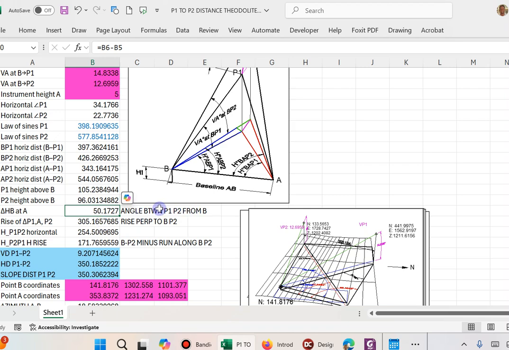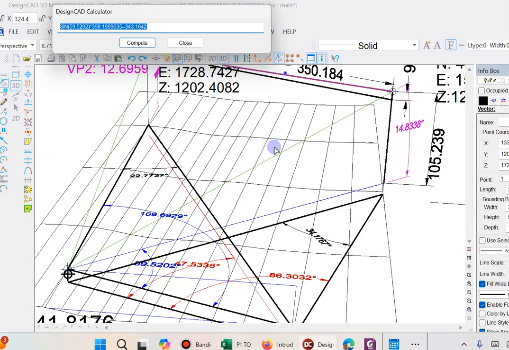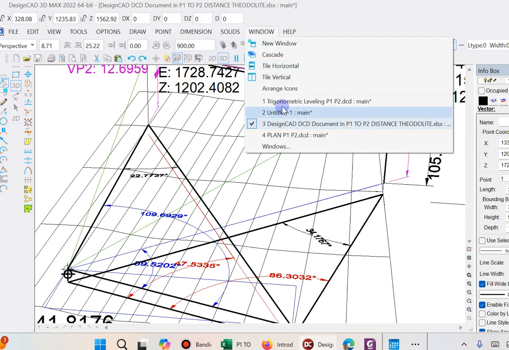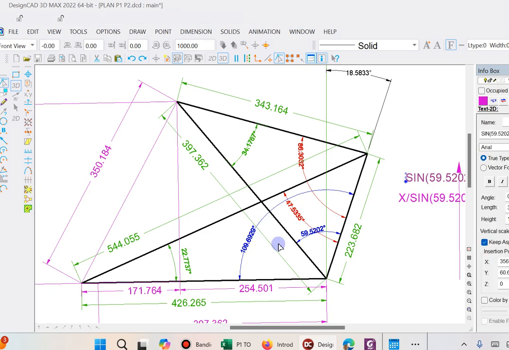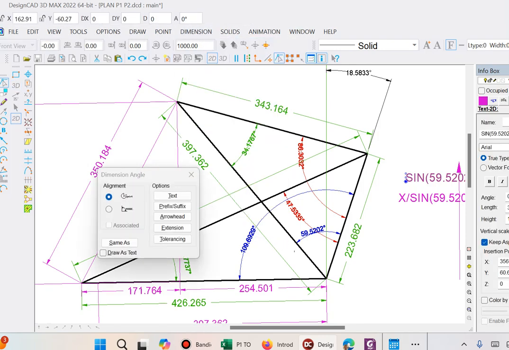Honestly, oh, this is the angle. I don't know what these are used for, but whatever it did, I added the 5 feet because there's a 5 foot height of instrument right here that you input. This is the degrees right here. The horizontal difference between the two. Let's go to window, plan. That's this angle right here, Alt MA.